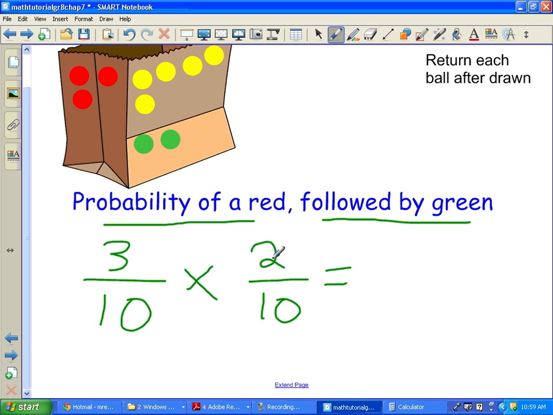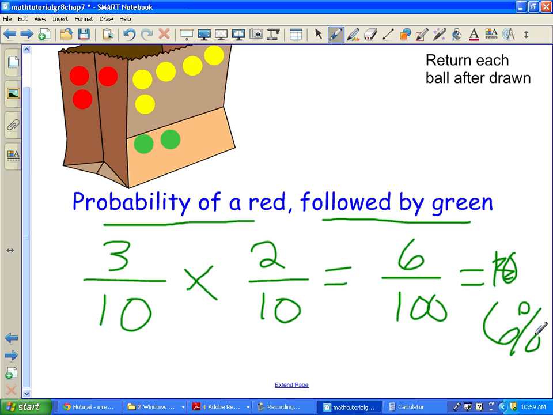And your answer will be 6 out of 100, which of course if you calculated it as a percent, it would end up being 6% chance of picking a red first, putting it back, and then picking a green. So 6 out of 100.